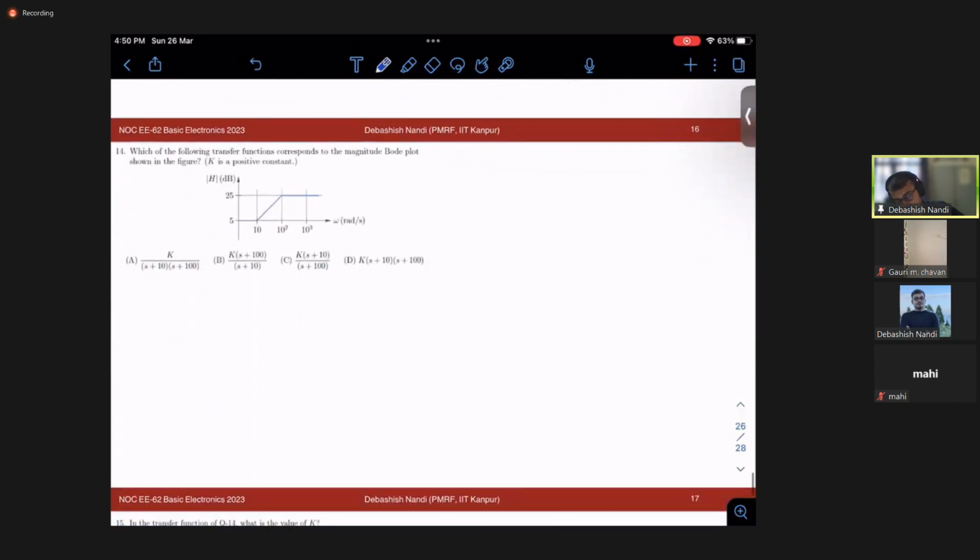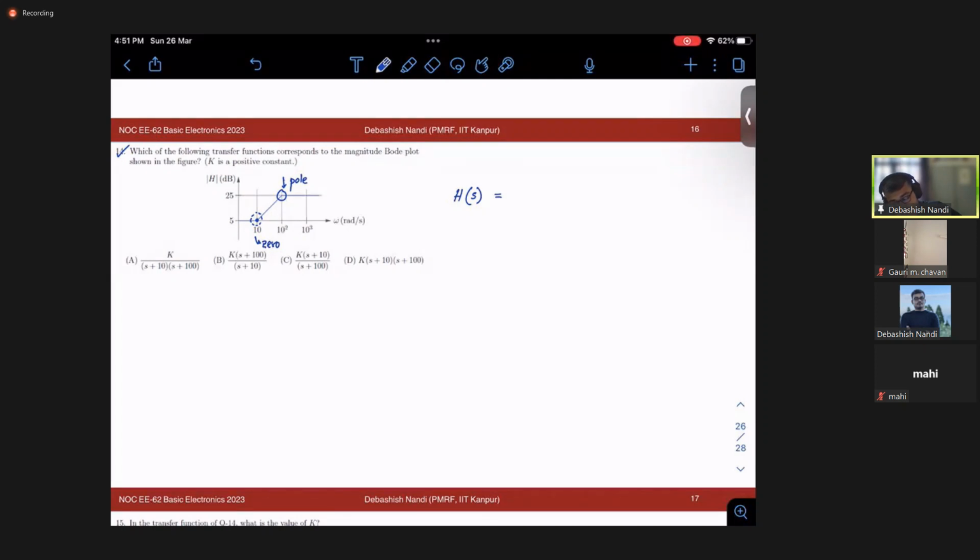So let's move on to this problem. Which of the following transfer functions corresponds to the magnitude Bode plot shown in this figure? Okay. So what we can see is that there is a zero at s equal to 10. This is a zero because you see the slope changes by plus 20 dB, right? And here it is a pole because the slope changes by minus 20 dB. That's how it is becoming 0 dB.